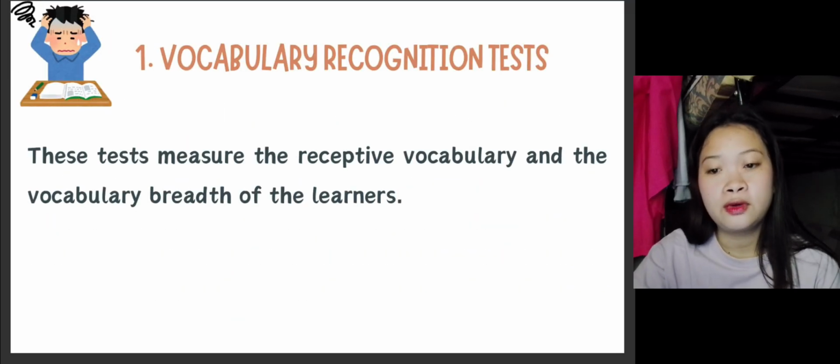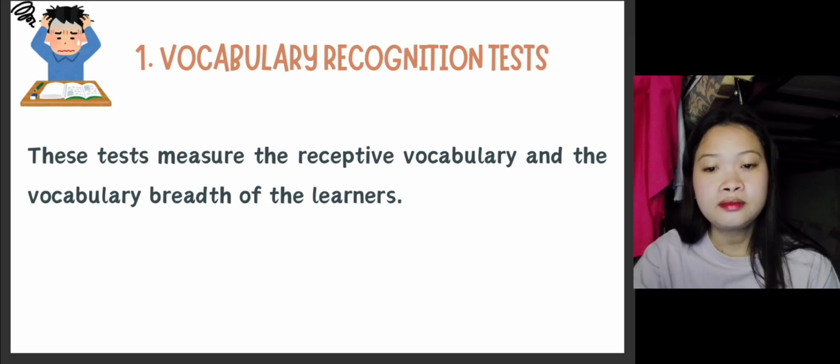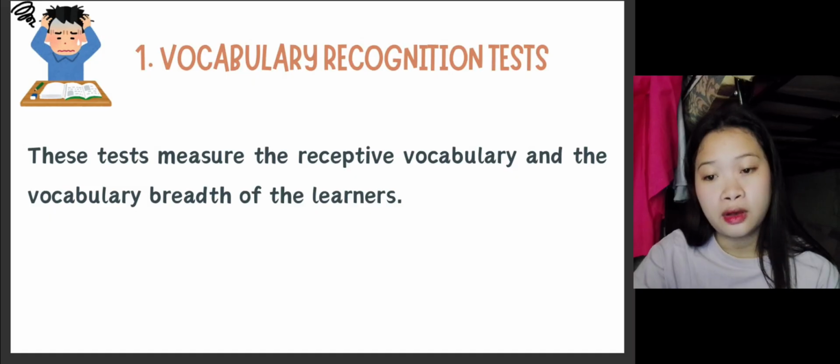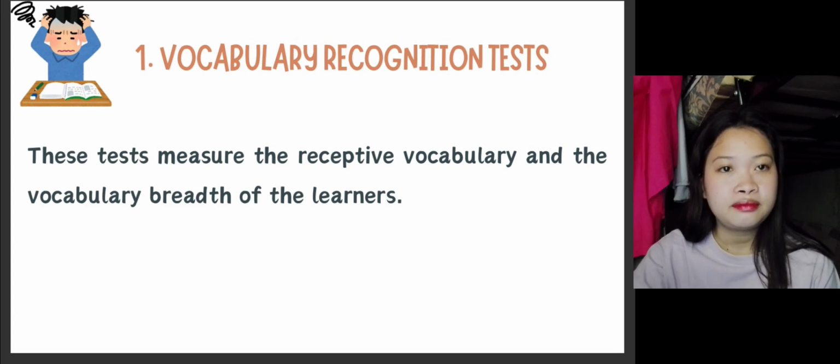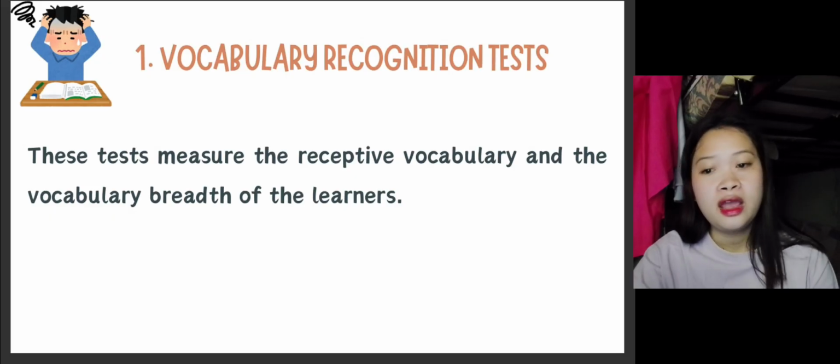So first we have the vocabulary recognition test. So unsa man ang vocabulary recognition test? So kani siya nga test, it measures the receptive vocabulary and the vocabulary breadth of the learners. So di ba ingon ko gay na nga ang receptive vocabulary mo ni siya katong mga words nga wala kay nila ginagamit. Pero kabalo sila pero dili kay nila ginagamit.